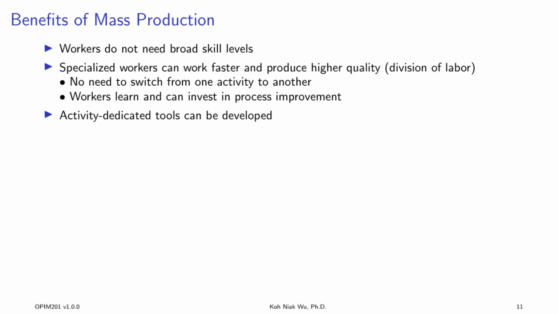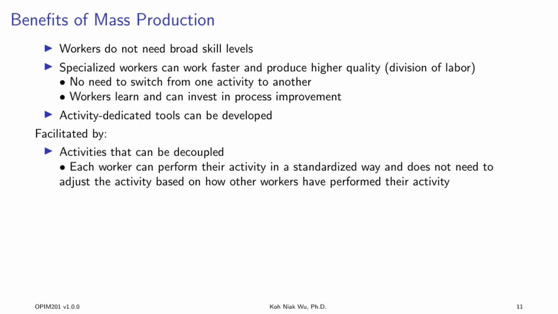In a warehouse, workers use ergonomic tools designed for lifting and moving heavy items. These tools, such as pallet jacks and forklifts, are specifically engineered to reduce strain on the body. By using these dedicated tools, workers can move items more efficiently and safely, minimizing the risk of injury and increasing overall productivity. Decoupling activities allows each worker to perform their tasks independently, without needing to coordinate closely with others. This independence allows for a smoother workflow.